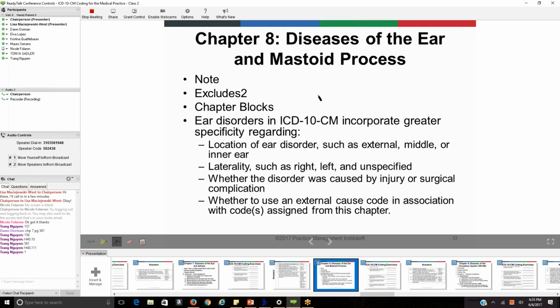The ear disorders in ICD-10 incorporate much greater specificity than ICD-9, including the location of the ear, whether it's the external, middle, or inner ear, the laterality, right, left, bilateral, or unspecified, whether the disorder was caused by injury or surgical complication, and whether to use an external cause in association with the codes assigned from this chapter. So really nothing major to know about this particular chapter. Let's go right to the exercises.